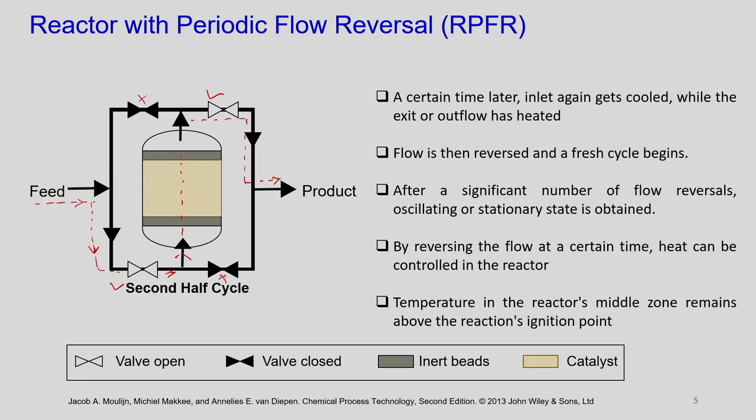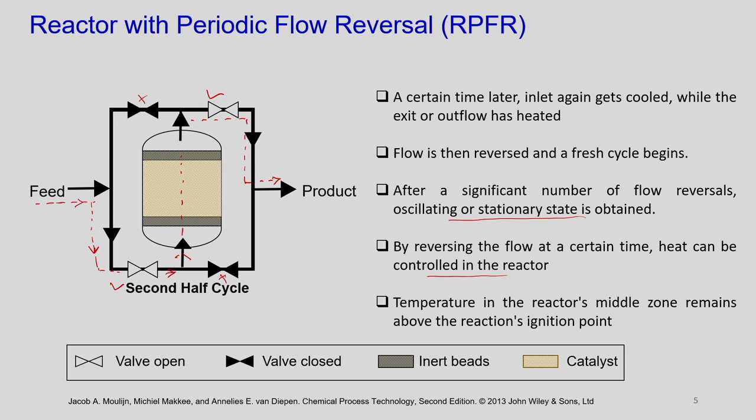After a significant number of flow reversals, an oscillatory or stationary state is obtained. So it means by reversing the flow at a certain time, heat can be controlled in the reactor. You do these cycles again and again, the flow is reversed, and you get the desired product.